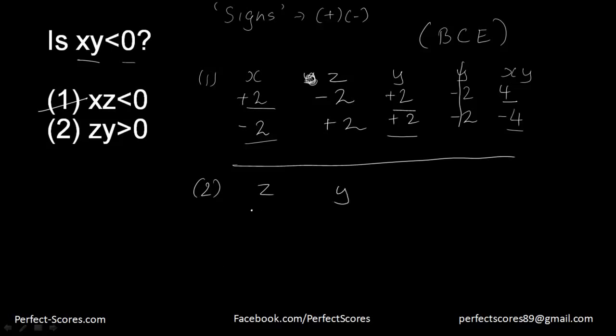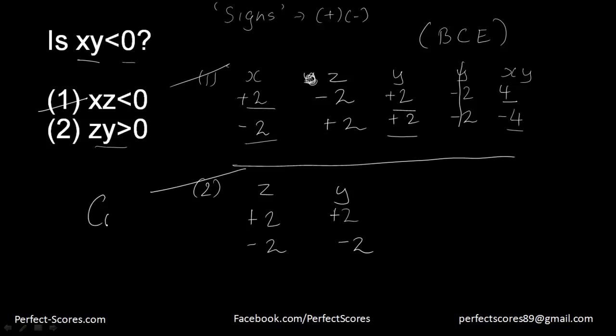We explore all the possibilities. z can be a positive number or a negative number, and y can be a positive or a negative number. Over here it says z into y has to be greater than 0. So if z is positive, y will have to be positive. If z is negative, y will have to be negative, right? Now again, with the same logic that we used in the first statement, that x can hold any sign, this statement is also not sufficient.